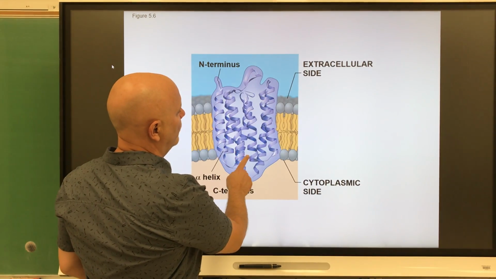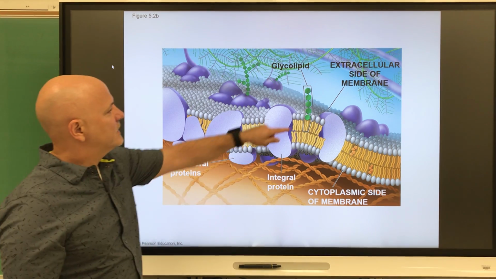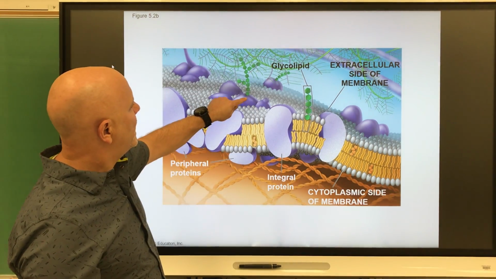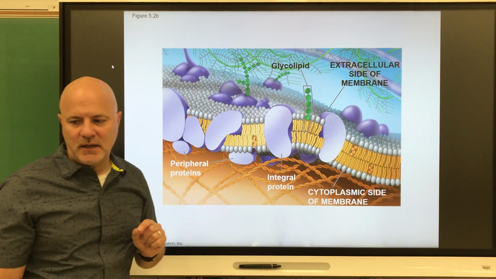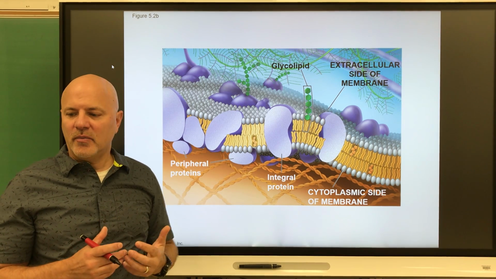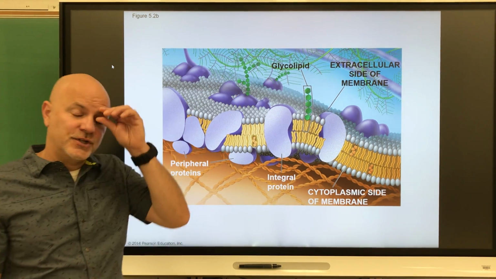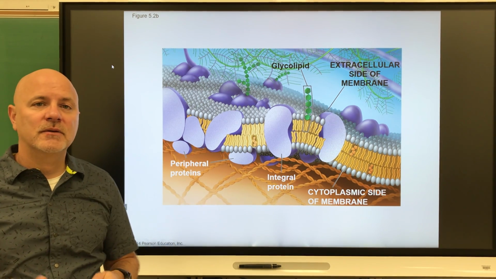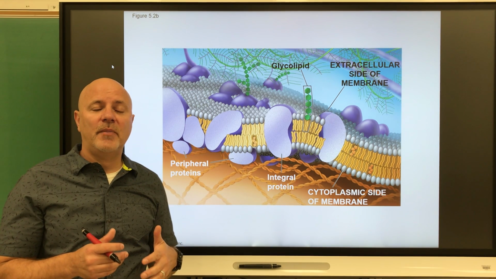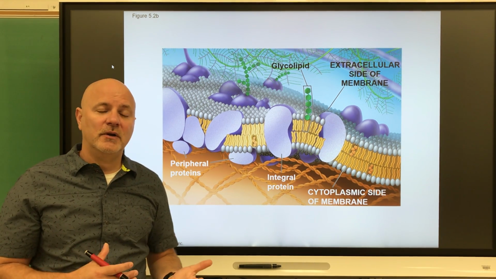So if we move a little further here to here, you can see that glycolipid. So right here is a glycoprotein. A glycoprotein is a protein that has a carbohydrate attached. These are also used in cell recognition. So what do I mean by cell recognition? Cell recognition is, these are molecules that are used to help us identify cells that belong to us versus cells that don't belong to us.